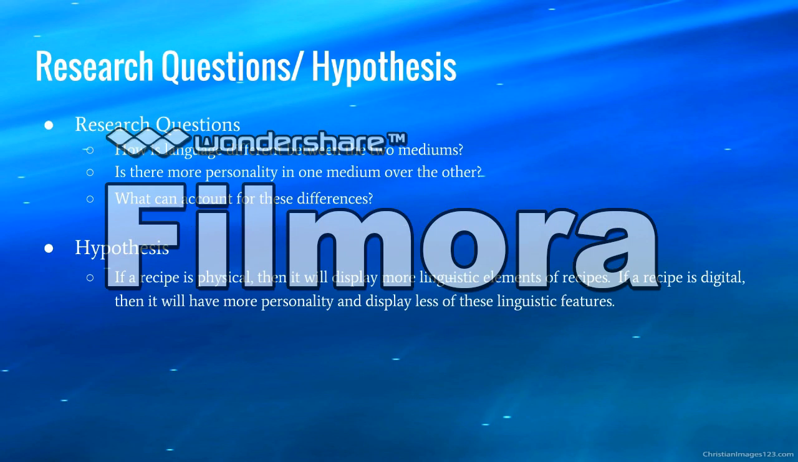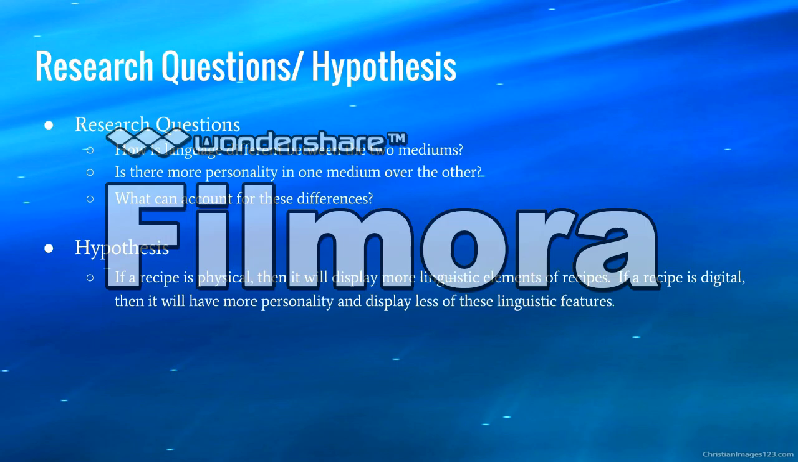So for our research questions and hypothesis, we wanted to know, how is language different between the two mediums? So what kind of linguistic features do they use in one medium that they don't use in the other? Or is there a difference at all? We also want to know if there is more personality in one medium of recipe telling over the other. So does an online cookbook present more of a subjective view on cooking than does a physical cookbook?